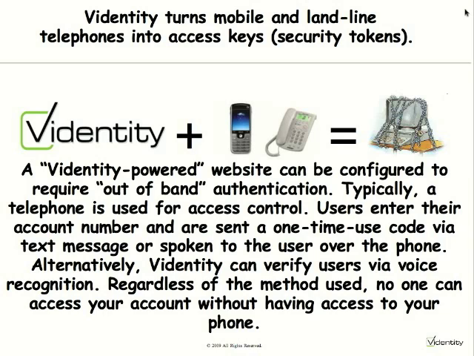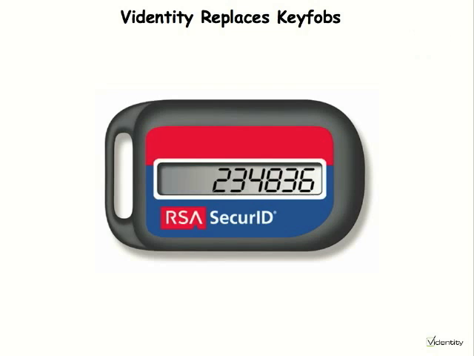A Videntity-powered website can be configured to require out-of-band authentication. Typically, a telephone or a mobile phone is used for access control of this type. Users enter their account number and are sent a one-time use code via text message, or it's spoken to them over the phone. Alternatively, Videntity can use voice recognition to verify users. Regardless of the method used, no one can access your account without having access to your phone. This is essentially replacing key fob technologies like what's offered with RSA.